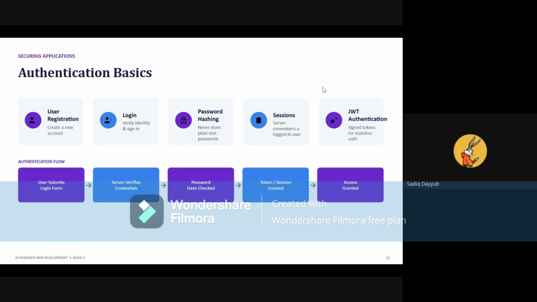So the server remembers a logged-in user. JWT authentication, and JWT, what is this one actually called? JSON... I can't even remember what WT is, but you are going to see this one. Sign token for stateless authentication. So before going into the live session, because I don't want to be explaining this, how login actually works is in about three to four steps.